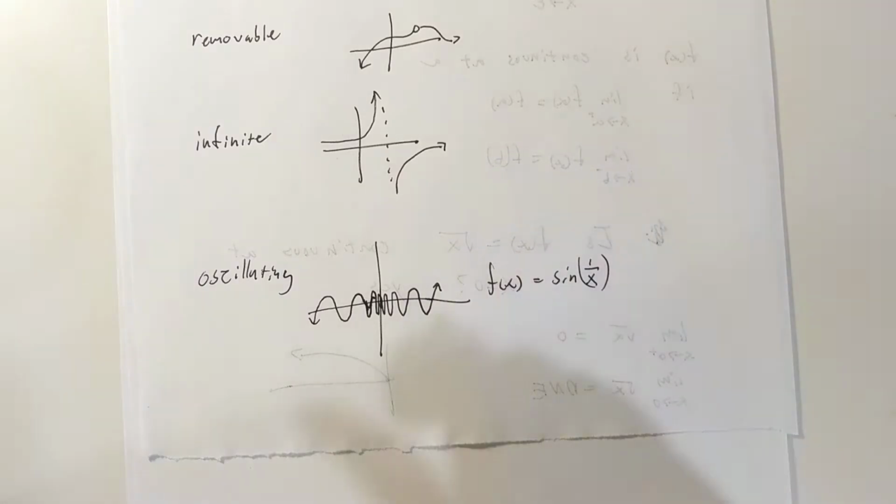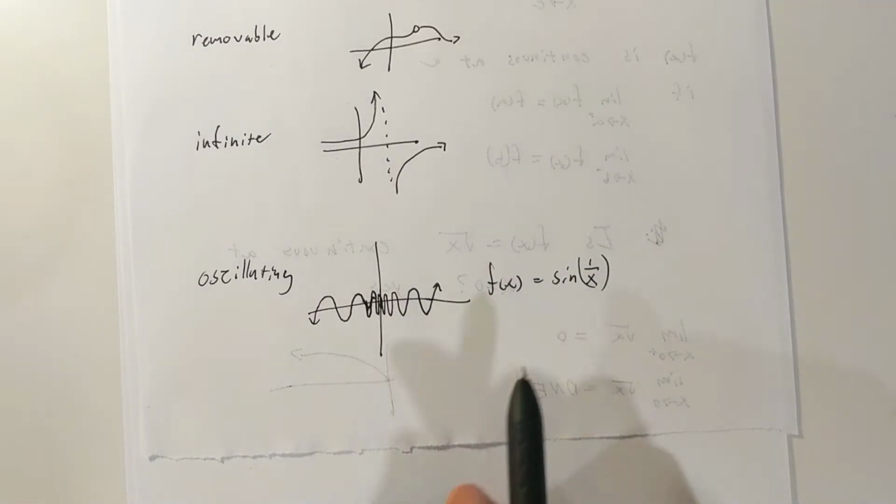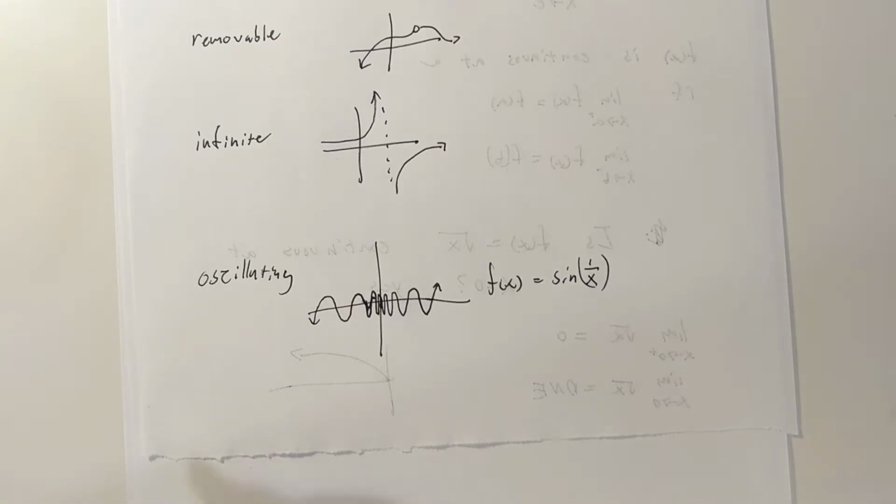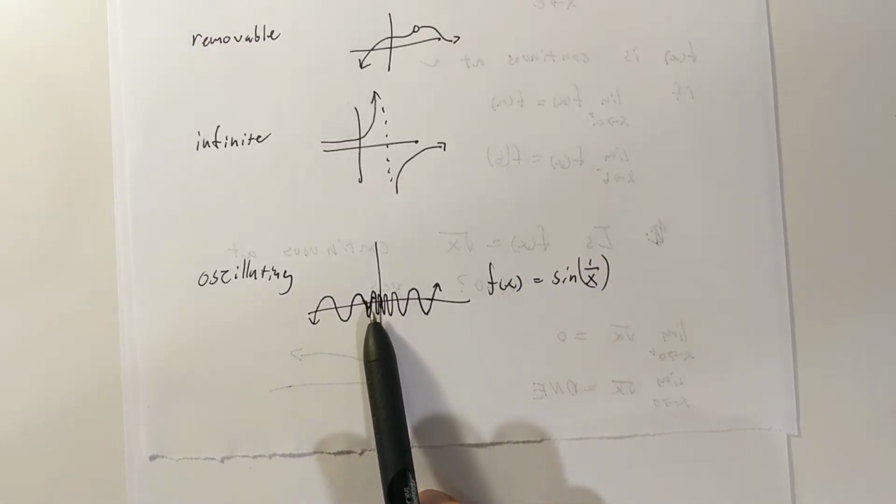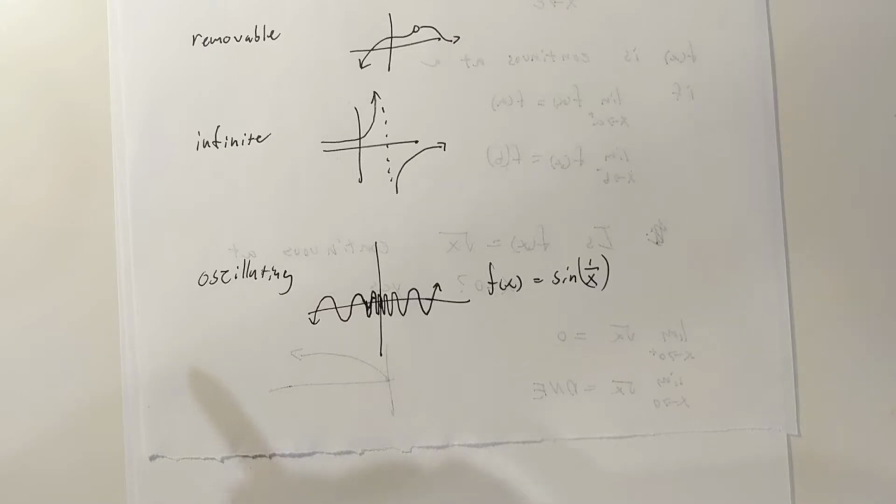You can graph it on your graphing calculator. You'll see basically as it approaches 0, it starts to jump back and forth faster and faster and faster. And so by the time you get to 0, it is jumping back and forth an infinite number of times in between 1 and -1. And so you can't possibly have an idea of where it limits out to. So this is actually an oscillating discontinuity. So that's good. Excellent.